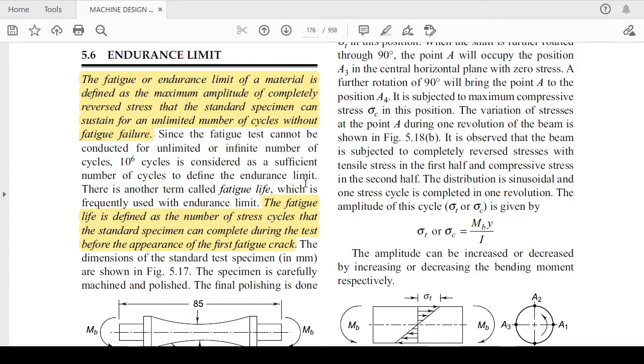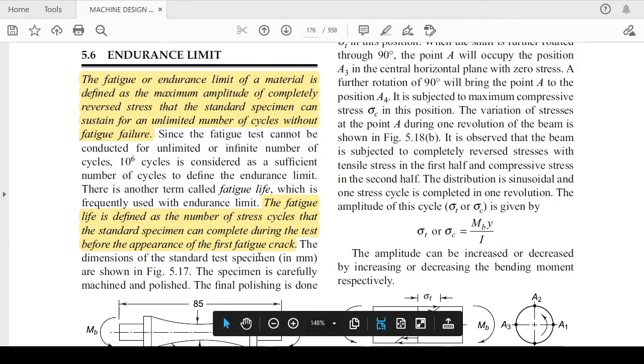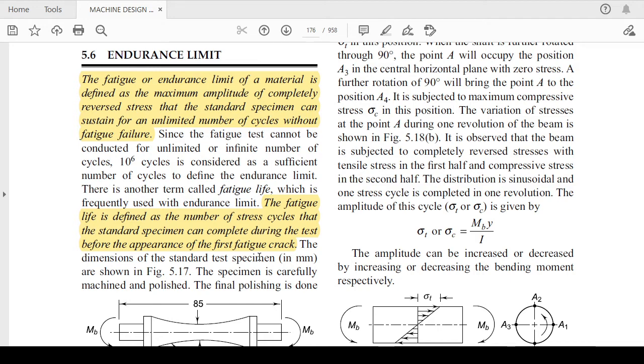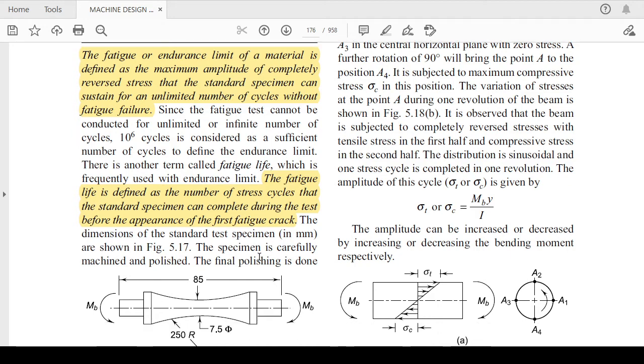While fatigue life is defined as the number of stress cycles that a standard specimen can complete, meaning the number of cycles after which it will fail, or the number of cycles the standard specimen can complete during the test before appearance of the first fatigue crack. So before the first fatigue crack, whatever number of cycles has been sustained by the material is called fatigue life. Okay, so I'm stopping here.